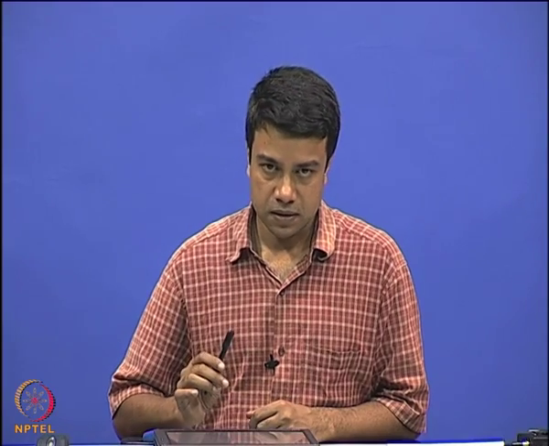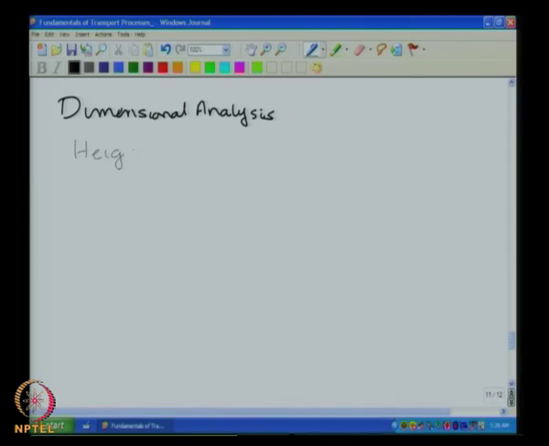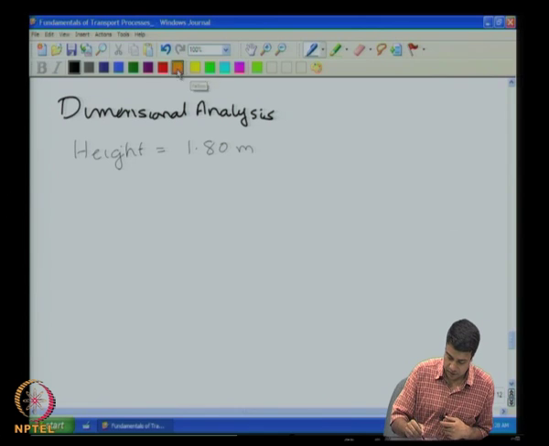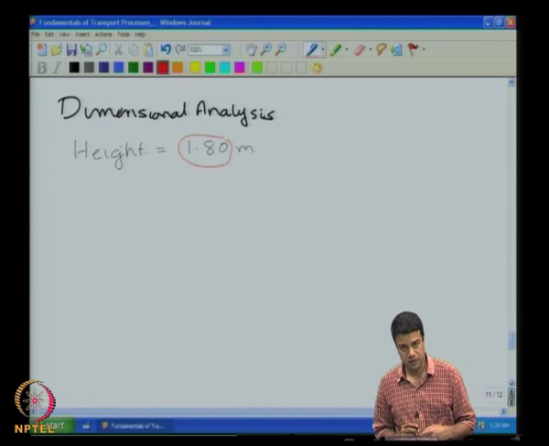Let us start at the basics. Every quantity has a unit, which tells you the measure, and a number. For example, the height of some person is 1.80 meters. There is a unit, that is meters, which tells you the unit of length, and then there is a number in front which tells you how many units correspond to the height of this person.